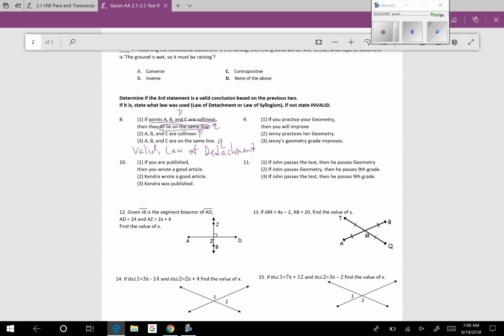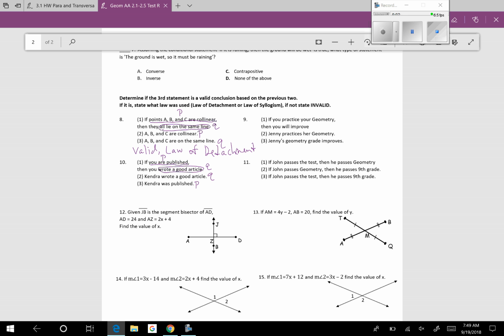Okay? All right, number 10. If you are published, then you wrote a good article. So this is P, and writing a good article, that's Q. All right, number 2. Kendra wrote a good article. Does that reference P or does that reference Q? Good article was in Q, so this is Q. Then it says Kendra was published. So what does that reference?